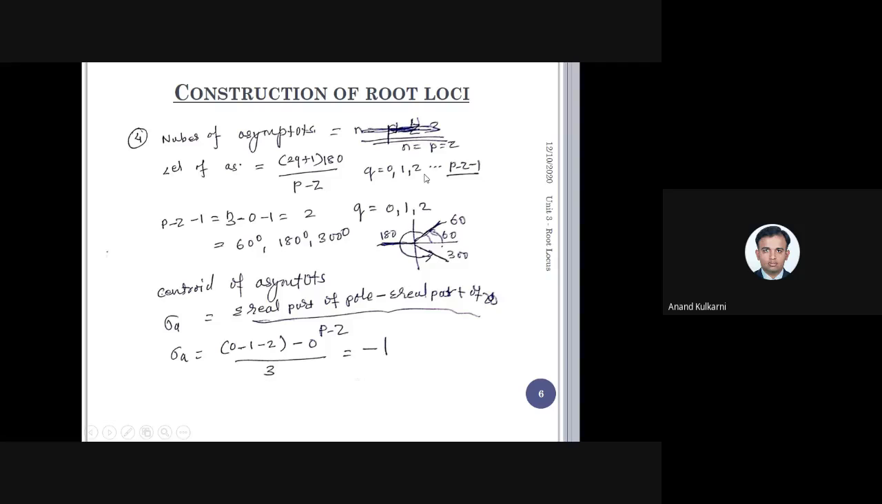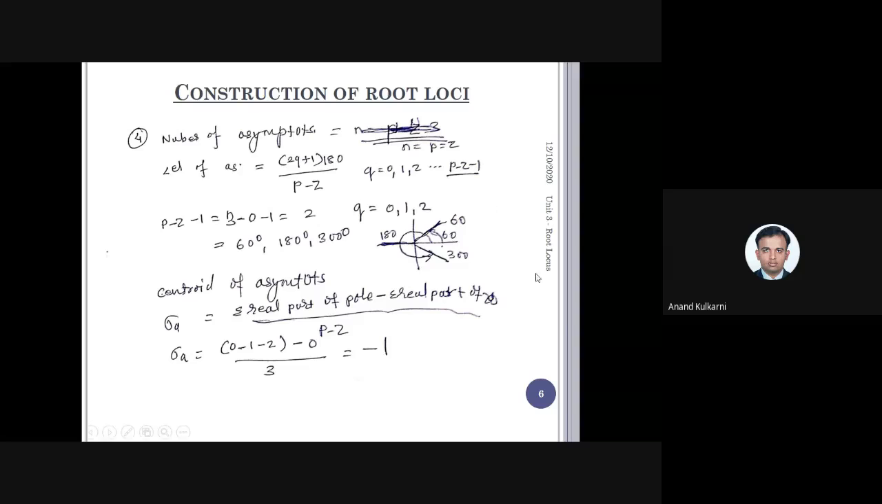And the third value of q, the last value, is 2. So 2 into 2 is 4. 4 plus 1 is 5. 5 into 180 divided by 3 is 300. So the three angles you will get are 60, 180, and 300 degrees.